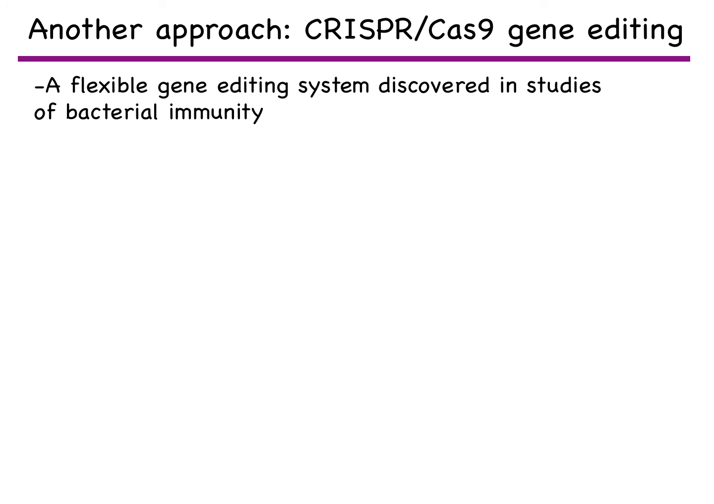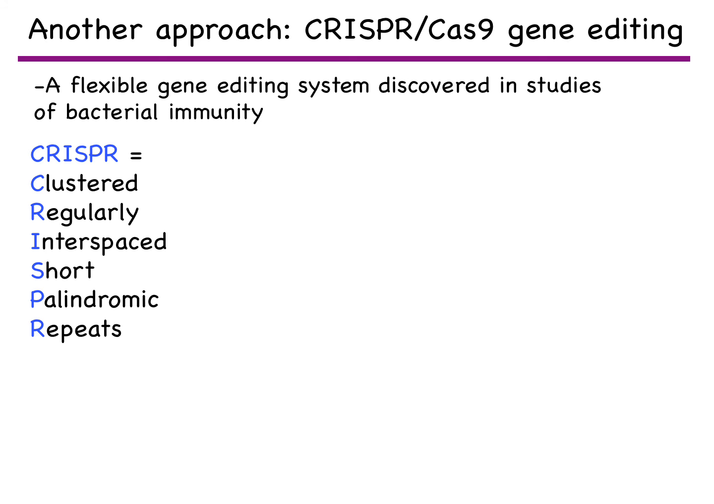The other approach I'm going to talk about, which you've probably heard a lot about in the news, is CRISPR-Cas9 gene editing. This is a really flexible gene editing system that was discovered in studies of bacterial immunity. A little bit about the nomenclature: the term CRISPR stands for clustered regularly interspaced short palindromic repeats, because if you look at a portion of the genome of bacteria that contain CRISPR, that portion of the genome has clustered regularly interspaced short palindromic repeats.